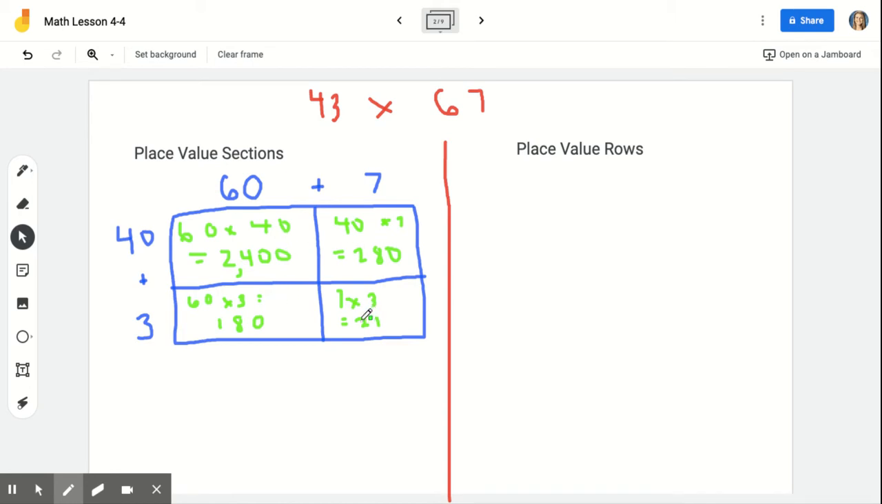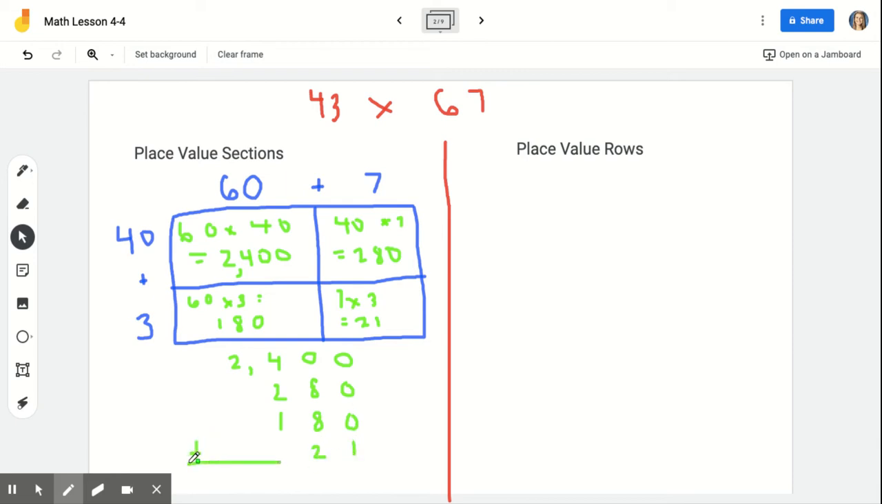Our next step is going to be adding the 4. So underneath, I'm going to be doing it. Remember, line up your place values very neatly and very carefully. Make sure all the place values are stacked correctly. So we have 2,400 plus 280 plus 180 plus 21.